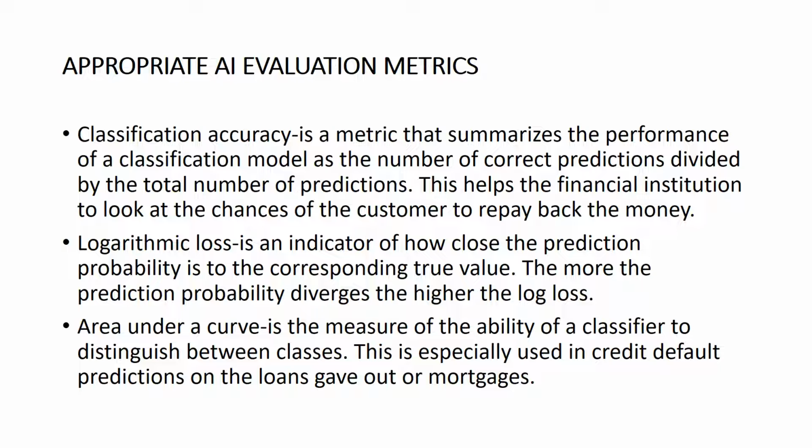Then area under the curve, where we are measuring the ability of a classifier to distinguish between classes. Now this one helps in loan credit default predictions on loans given out. We can see whether the curve is merging very well or if the prediction is becoming higher for the defaulters.